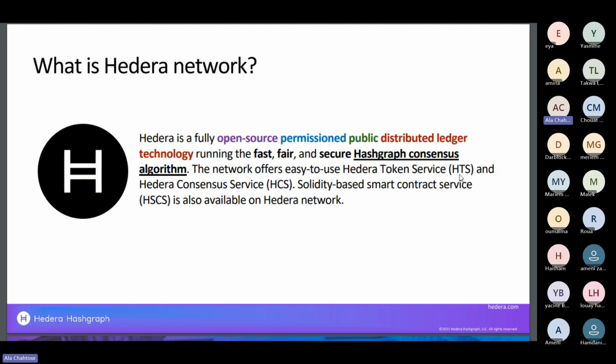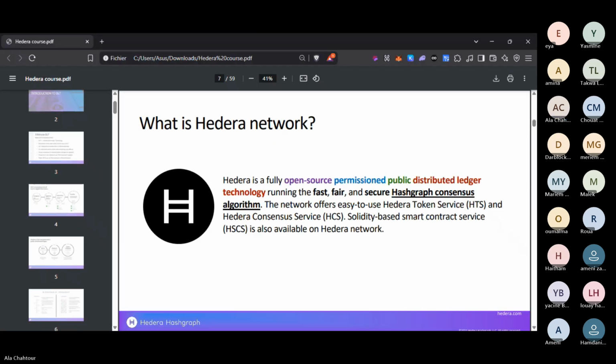By the way, guys, do you know exactly the difference between fungible tokens and non-fungible tokens, which are NFTs? Have an idea about it? Sorry, can you just repeat? The question is: what is the difference between NFTs, non-fungible tokens, and fungible tokens? What are they exactly?